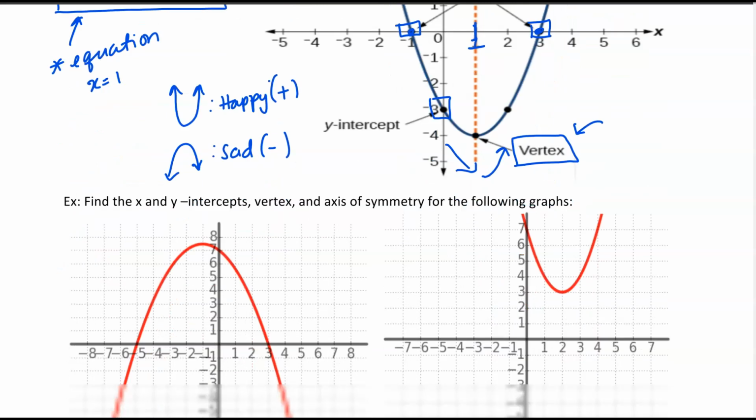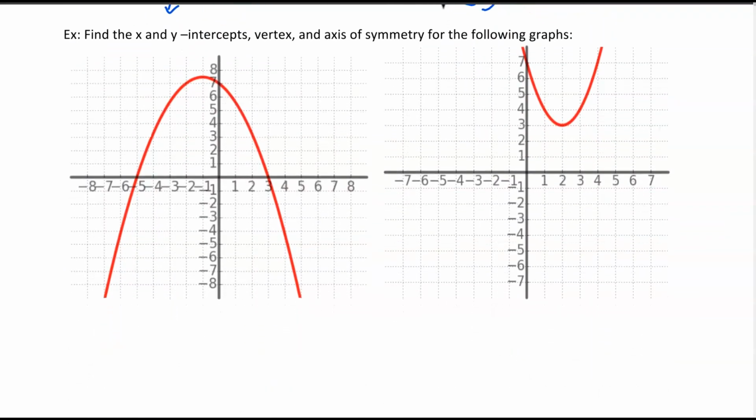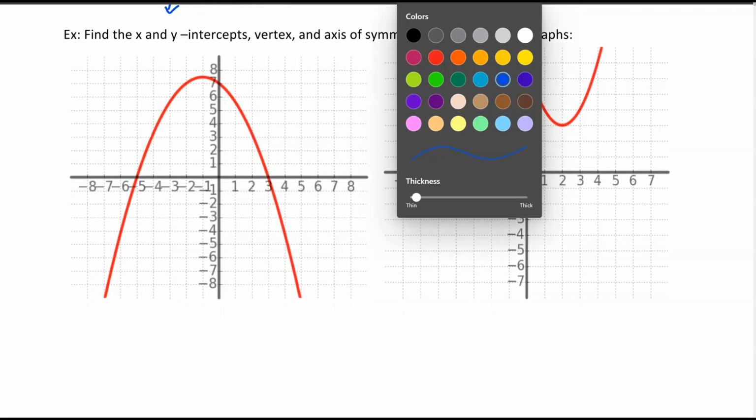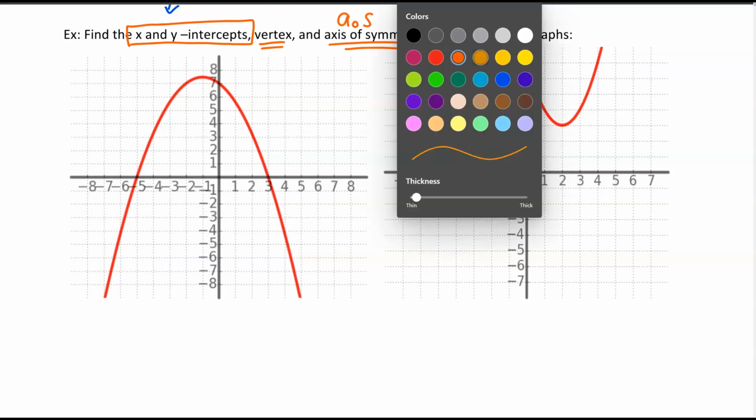Let's look at a couple of examples here. This is going based off of the graphs alone, and I know we've seen graphs already. We've seen them in Desmos and things like that, but we're focusing some more just on parabolas here. So we want to identify the x and y intercepts. We want to identify the vertex and the axis of symmetry. Remember, we can abbreviate this as AOS. Let's take a look at a couple of these things.